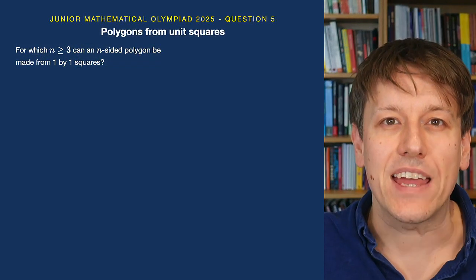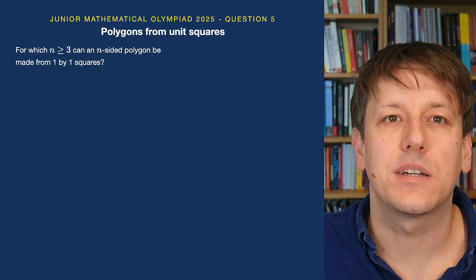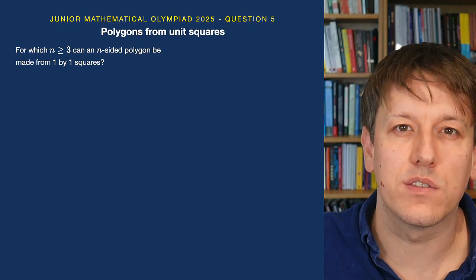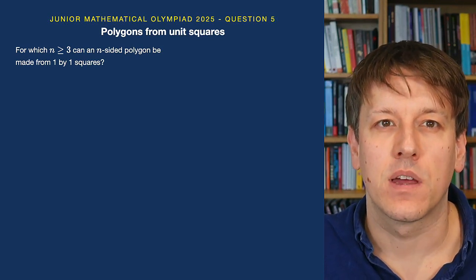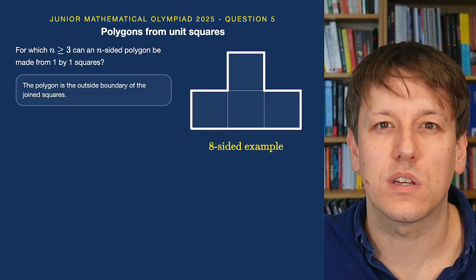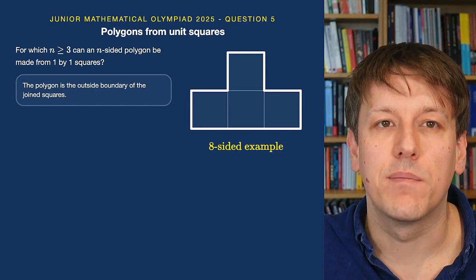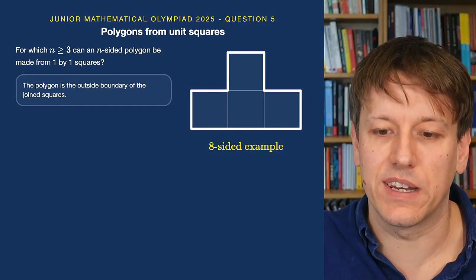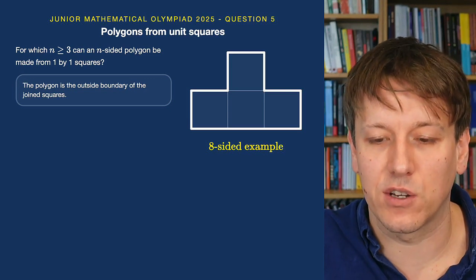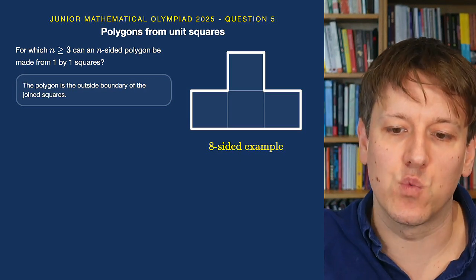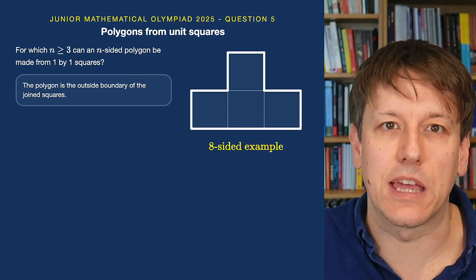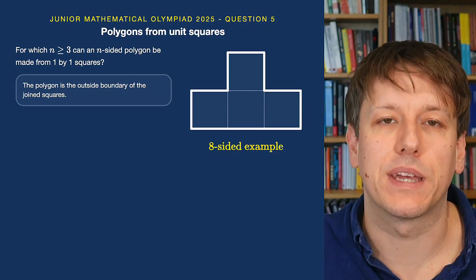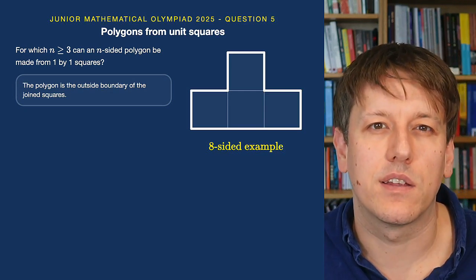For which values of n with n at least 3 can you make an n-sided polygon by joining several 1x1 squares together edge to edge? The diagram in this question shows an example of an 8-sided polygon made in this way, so be careful here. The example we're given, it's not a tile that we're trying to make lots of copies of. That is just one 8-sided polygon, that T-shape, that is an example of what we get by forming a polygon by joining squares together.